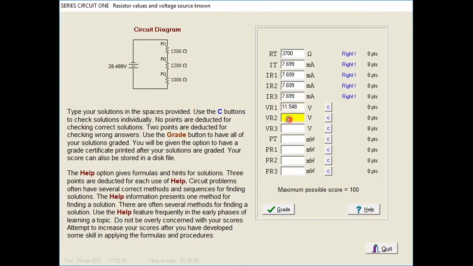How do we solve VR2? Exactly the same way. We're going to take 7.699 milliamps, and we are going to multiply that by 1,200 ohms because that's the value of R2. And that's going to give me 9.238 volts. Remember, we go 3 significant digits in electronics. So if there's something after that 8, you can drop it off.